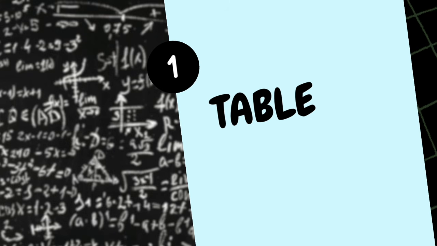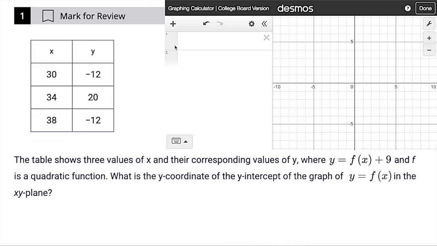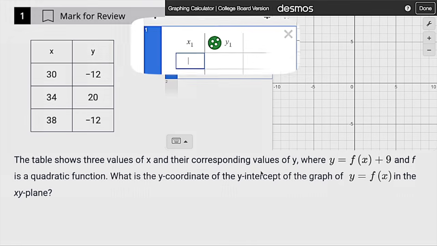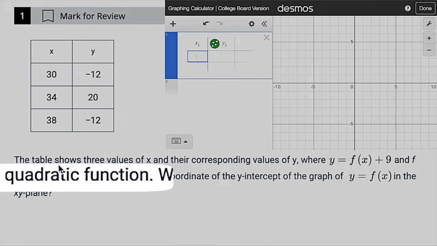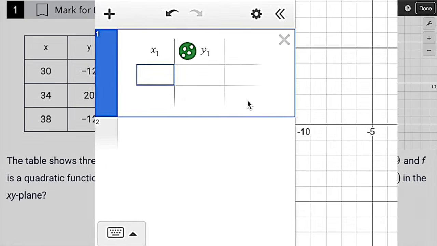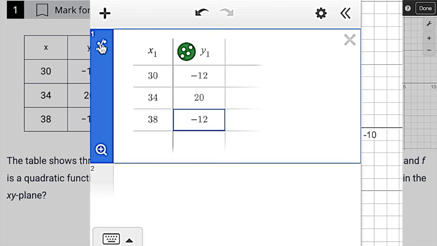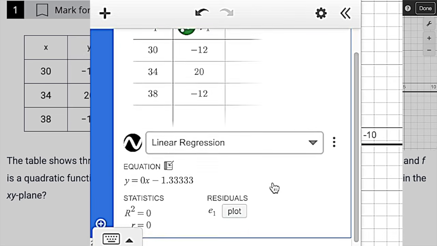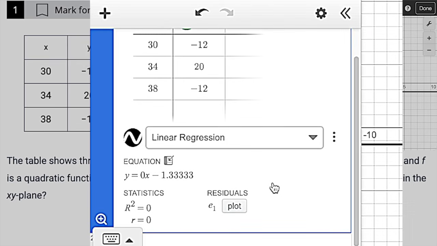And your first hack is the word table. So on a question like this, where we have a table, type the word table and a table will appear. Now put in your points. Now, importantly, if we're dealing with something quadratic, we're going to need at least 3 points. So we're going to need to put all 3 of these guys. Now, push this little button right here. It's going to add a regression, which is basically, it makes a graph and it also gives us an equation.